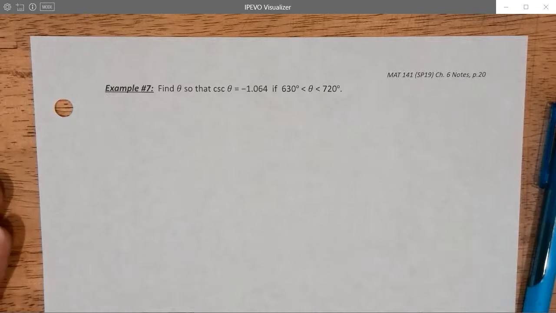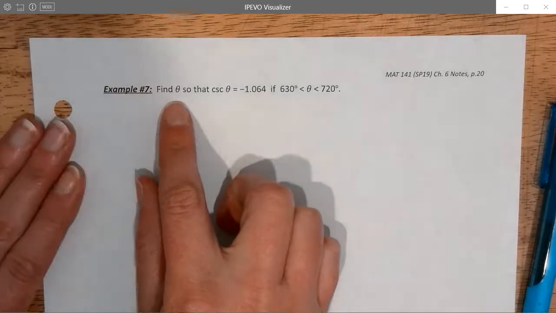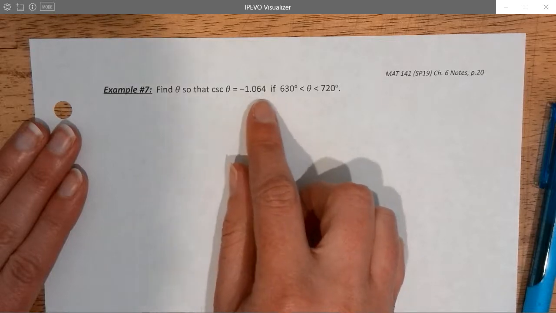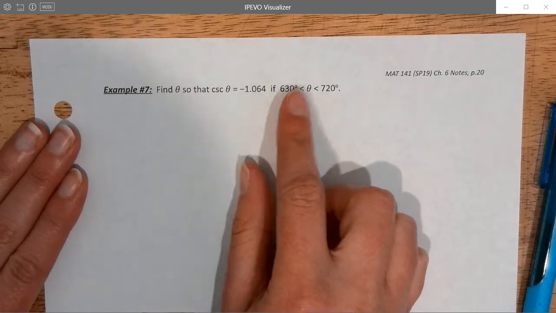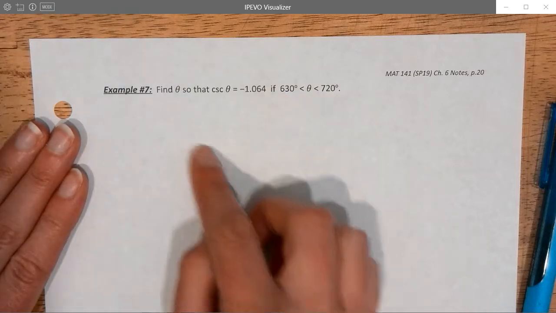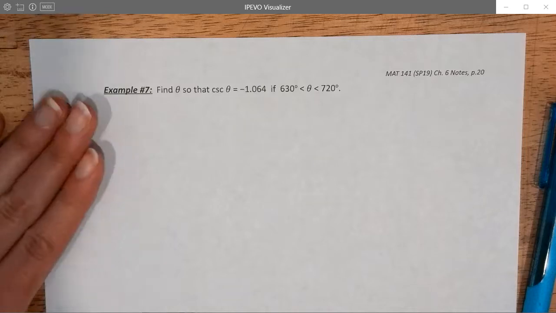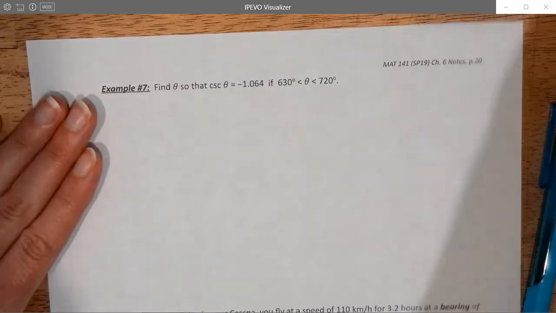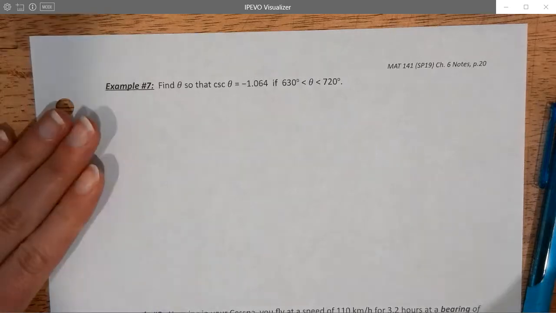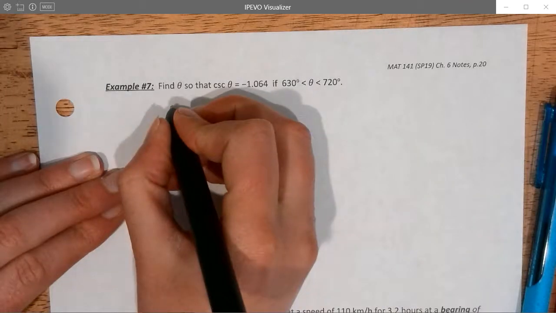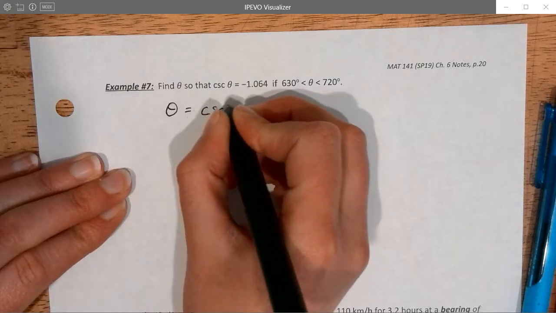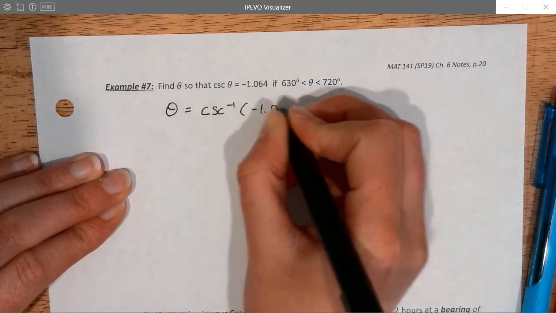Alright, in our last page, we're going to find the angle such that its cosecant is negative 1.604 and it's between 630 degrees and 720 degrees. So it's gone around the unit circle a few times here. It's gone a few rotations. Okay, so first, let's go ahead and find the angle. The angle is going to be the arc cosecant of negative 1.064.